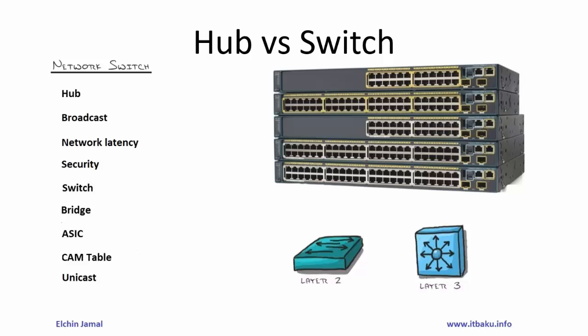Let's talk about hubs and switches. Before the switches, there were devices called hubs. The hub just retransmits the signal received from one port to all ports. For instance, if one device is going to send information to another device, the hub just receives this information and retransmits it to all its ports.